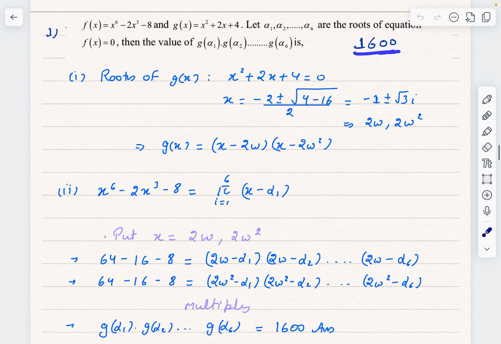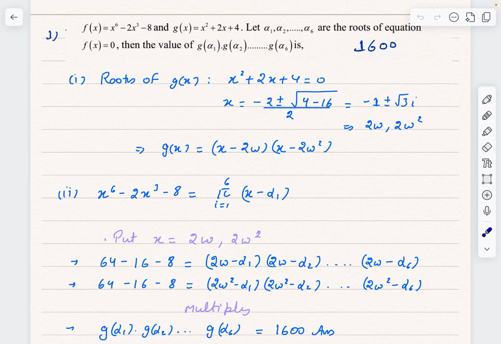If you have not solved it, first see g(x). The roots of g(x), x^2 plus 2x plus 4 equal to 0, are minus 1 plus minus root 3 iota, which you can write as 2 omega and 2 omega square. So g(x) you can factorize as (x minus 2 omega)(x minus 2 omega square). Now f(x) is x^6 minus 2x^3 minus 8, the roots are alpha 1, alpha 2 up to alpha 6, so we can factorize it this way.